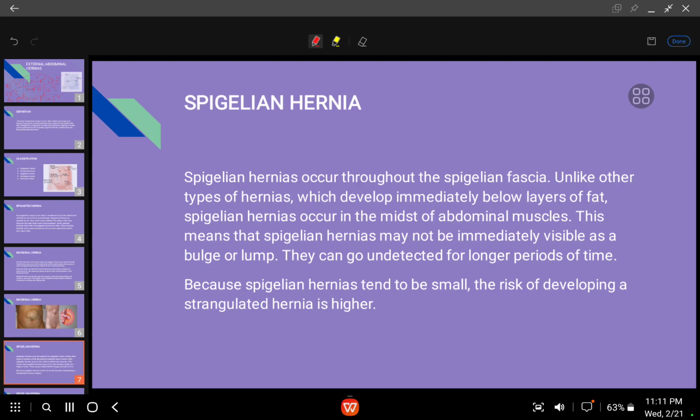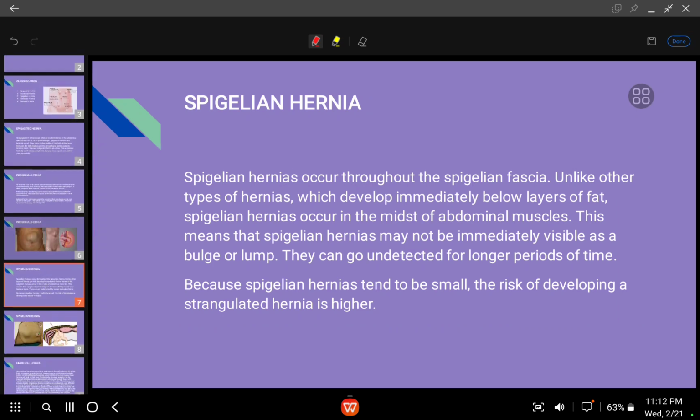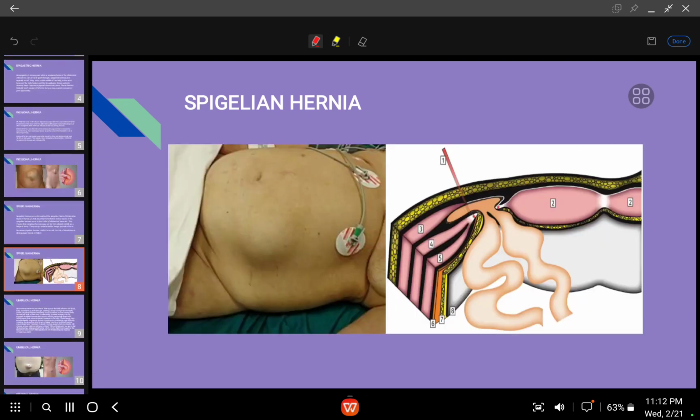Next is the spigelian hernia. Spigelian hernia occurs through the spigelian fascia. Unlike other types of hernias, which develop immediately below layers of fat, spigelian hernias occur in the midst of the abdominal muscles. This means that a spigelian hernia may not be immediately visible as a bulge or lump. They can go undetected for a longer period of time because spigelian hernias tend to be small. The risk of developing a strangulated hernia is higher. So here you can see the spigelian hernia.